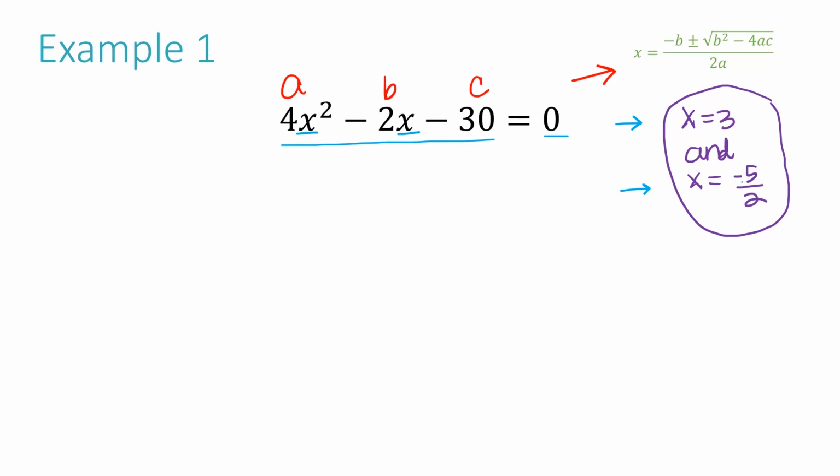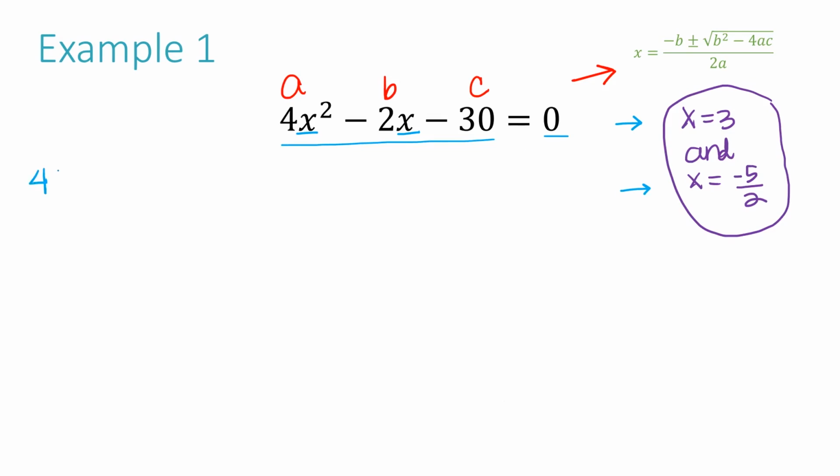Likewise, if I plug in the negative 5 over 2 in this equation on the left side, you're going to end up with a 0. If I were to plug in another number that's not one of our answers, I would not get 0. Let me show you what I mean. Let me show you what all of that looks like.